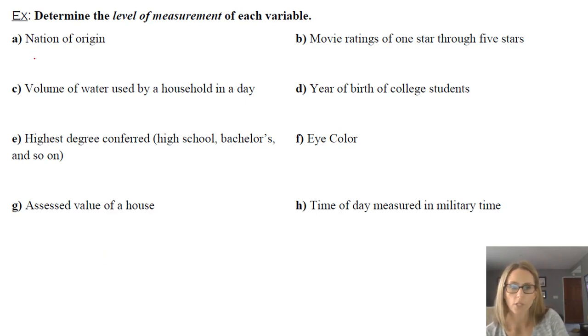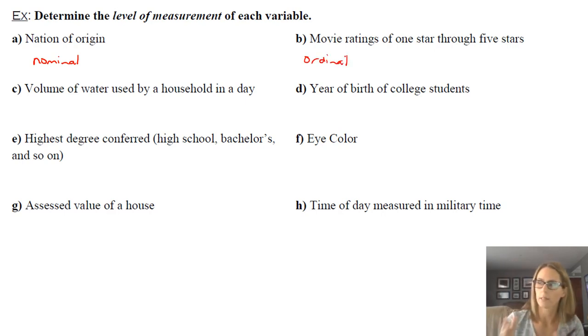All right, so nation of origin is going to be nominal because you're going to give the title of a country. You're going to say the United States, or Mexico, or Canada, and those are words and those are names. Movie ratings, 1 star through 5 stars. In a case like this, we have ordinal. We know that it's better to get 5 stars than to get 1 star, but there's no way to quantify the differences between them. We just know that one is better than the other.